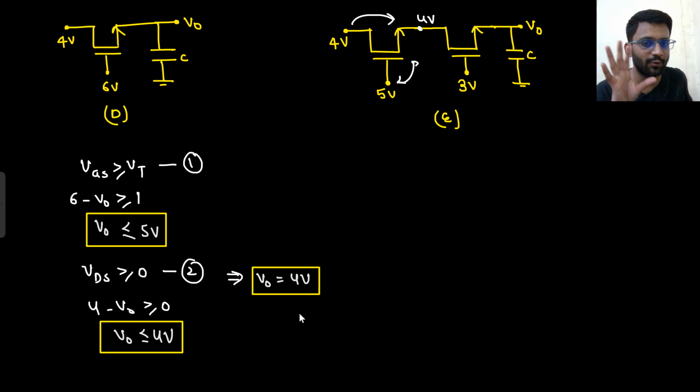So in the examination, what you will do is first see the gate. Gate is at 5. So my source can go up to gate minus VT. Let's just say VT is 1 volt. So my source can go up to 4 volt only. Now, if it is going up to 4 volt, you will see the drain potential. Can drain apply that much voltage? Yeah, drain can apply that much voltage. So source will be charged to 4 volt.